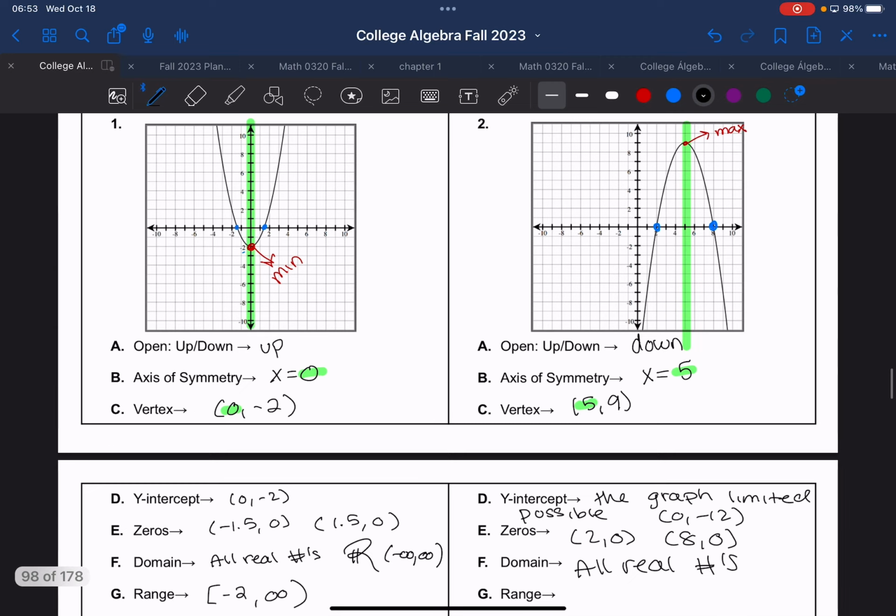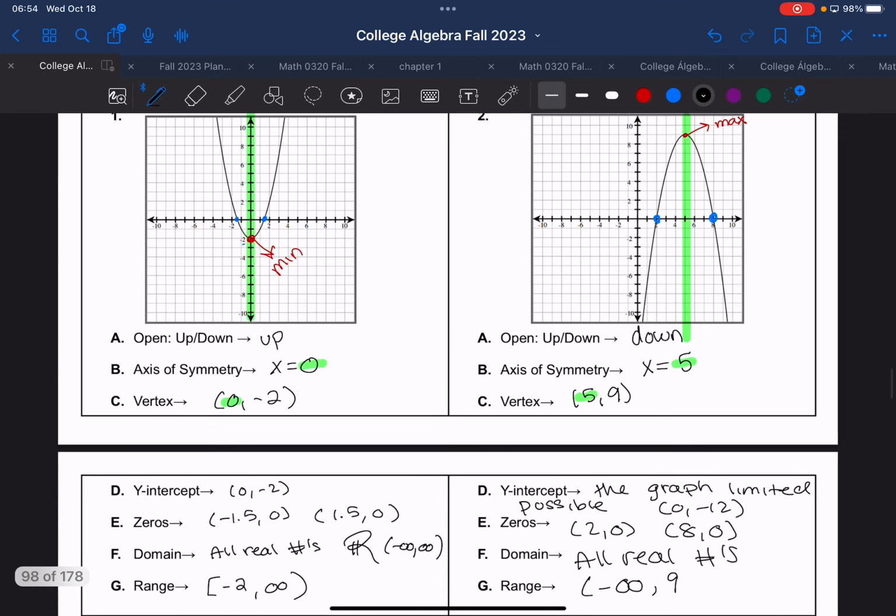Okay. And then lastly, looking at the range, looking at the top part of our graph, where do our y's stop? 9. Good, at 9. And does it ever stop in the negatives? No, so that means I'm going to have negative infinity to 9. And am I going to have a bracket or a parenthesis on that 9? Bracket, because our parabola is a solid line.